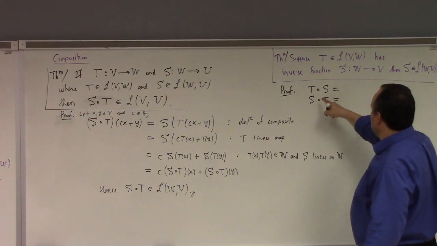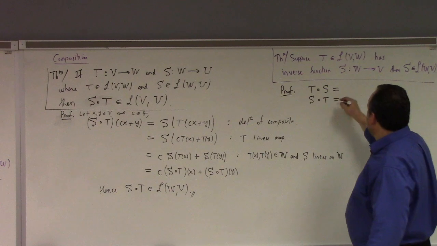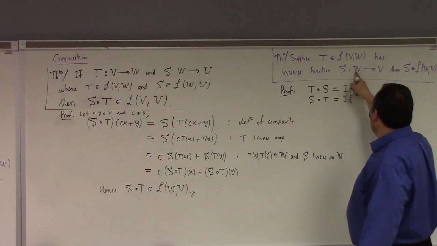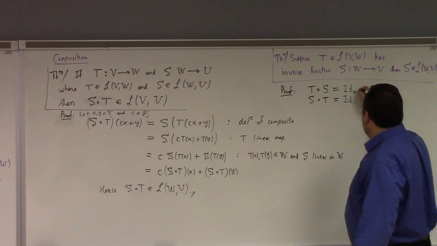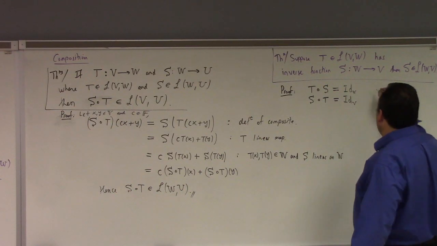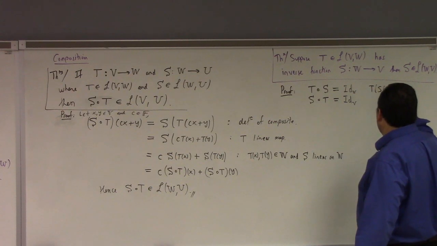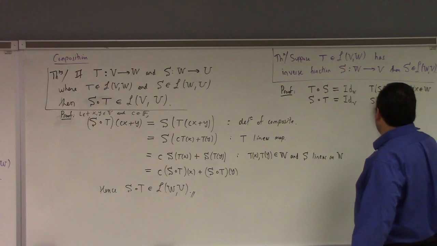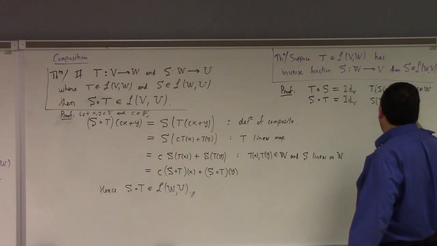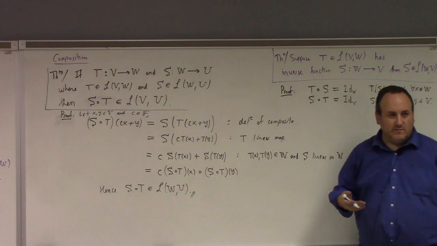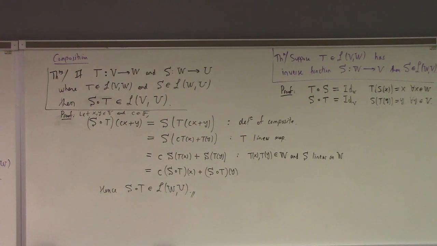To say the inverse function means T composed with S is the identity on where? S goes from W to V, so this would be the identity on W, and S composed with T should be the identity on V. In other words, we have the equations T of S of x is equal to x for all x in W, and S of T of y is equal to y for all y in V. These things we know by assumption that the function's invertible.